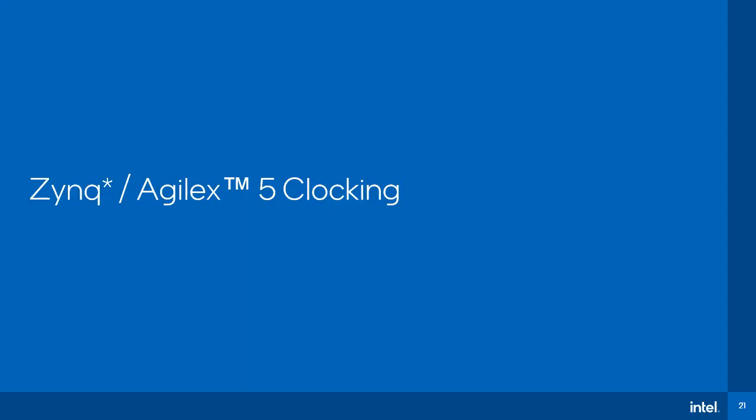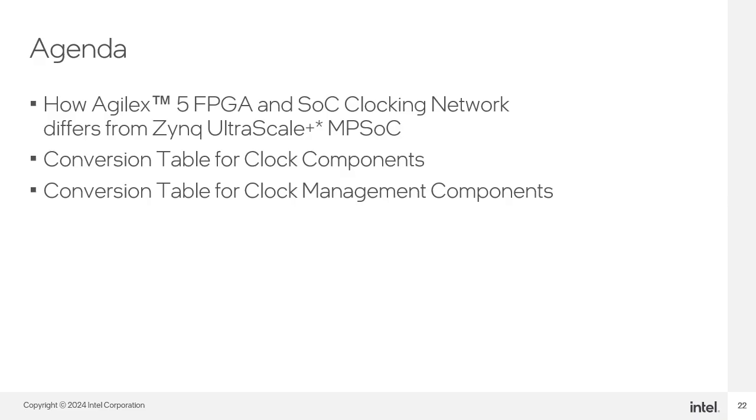Now I will go over the differences in the clocking. This section will first guide you through the differences between Zynq and Agilex 5 clocking architecture and network. This understanding will be crucial for effectively utilizing the conversion tables provided for your design. Next, we will explore the conversion tables, detailing the dedicated hardware resources in Xilinx Zynq and outlining their corresponding parameters to be enabled in Quartus for the Agilex 5 platform.